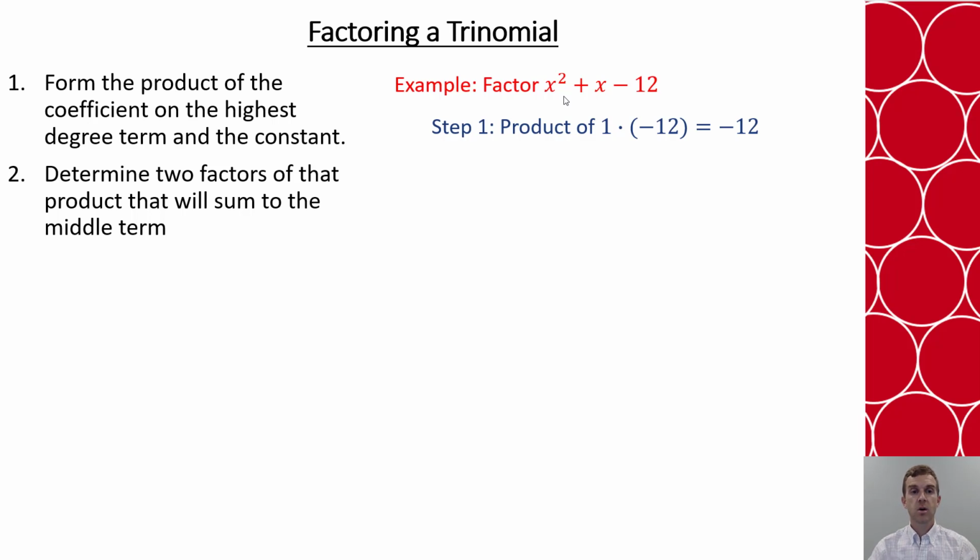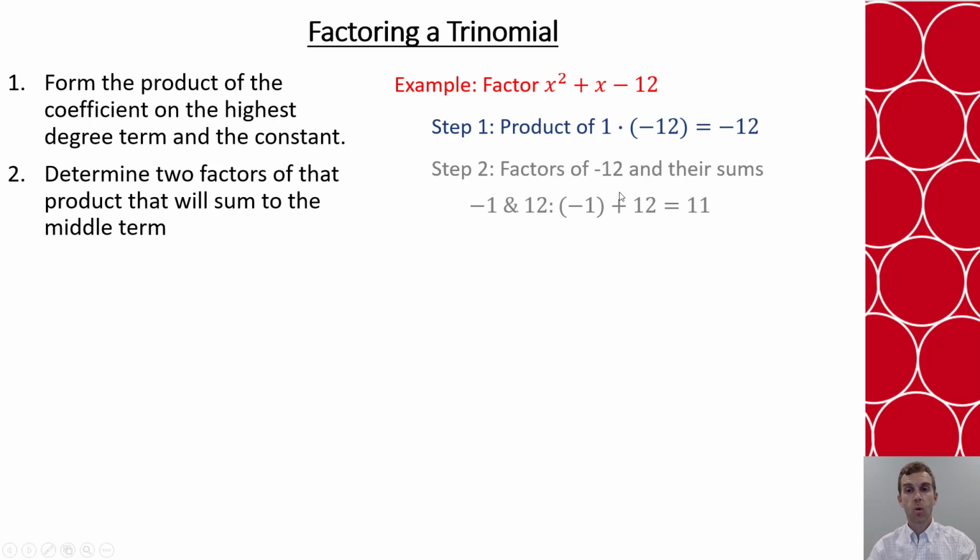So let's go through factors of negative 12. I could do negative 1 times 12, but when I add those two numbers together, that adds to 11, not positive 1, so that's not what I want. I could have tried negative 2 times 6, but negative 2 plus 6 is 4. I need positive 1. I'll try it one more time. I've got negative 3 times 4. Negative 3 plus 4 is positive 1. That's the one I need.